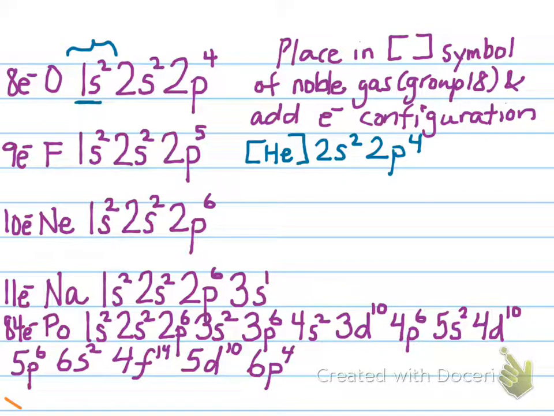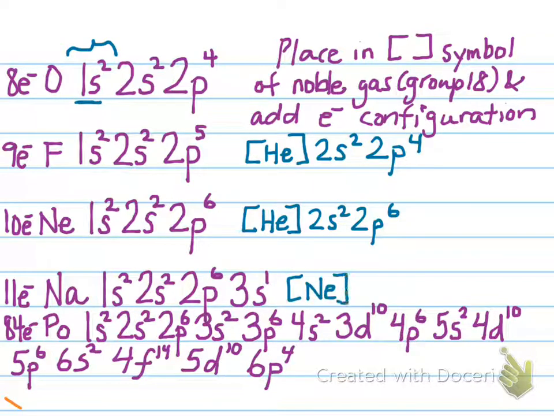So what would that look like for neon? It still would be helium because that's the noble gas of the row above it. And then 2s2, 2p6. For sodium, sodium's in the third row, so I'm going to go to the second row and to the noble gas, which is neon this time. And again, that means the electron configuration of neon, which is this part of it, and then 3s1.